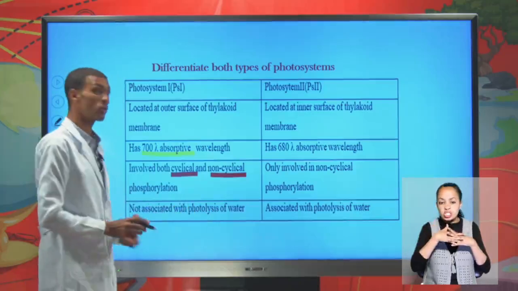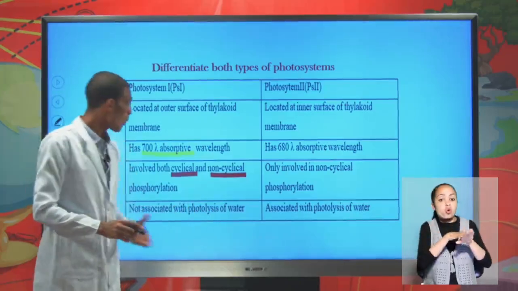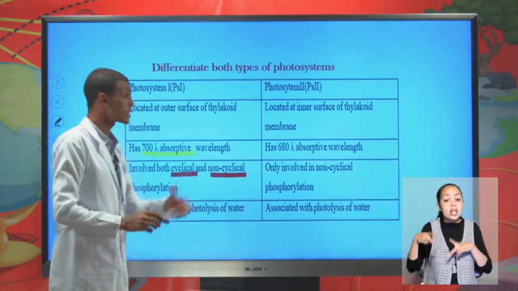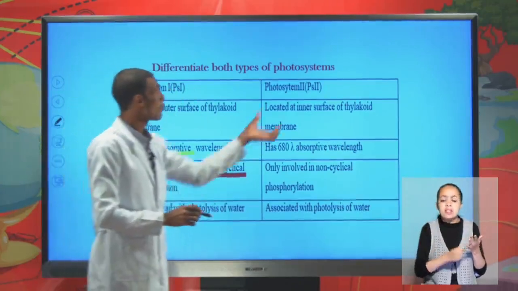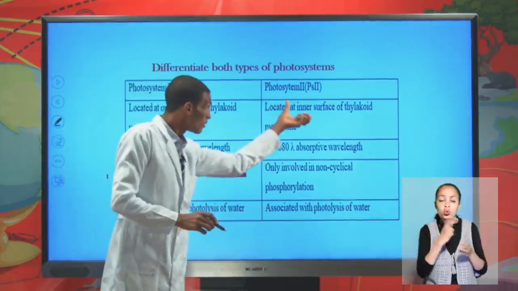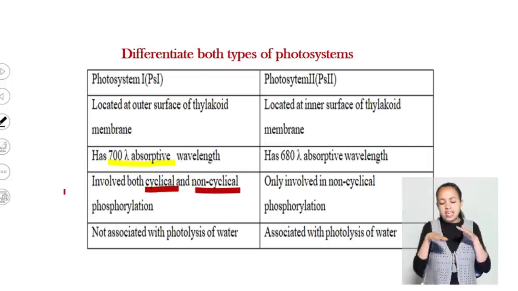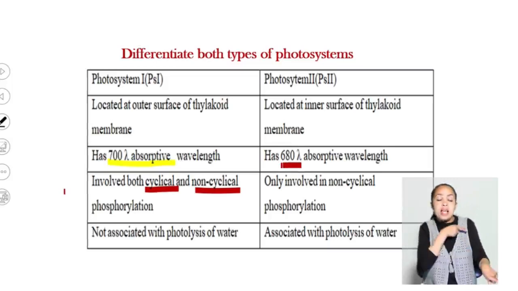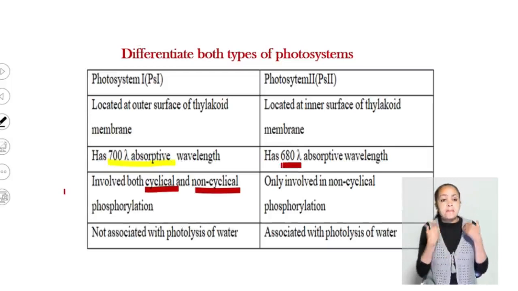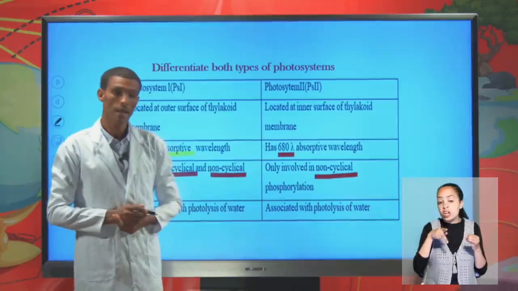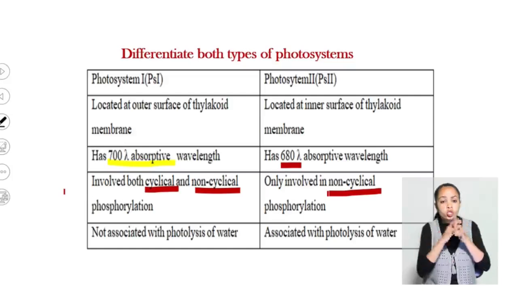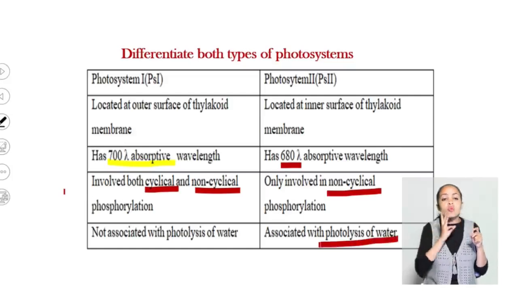There is a reaction called photolysis of water, but it is not associated with photolysis of water here. Whereas photosystem 2 is located at the inner surface of the thylakoid membrane with a 680 absorptive wavelength, present only in non-cyclic phosphorylation, and again associated with photolysis of water.